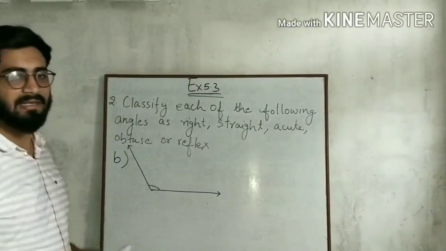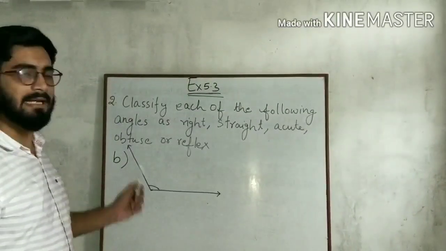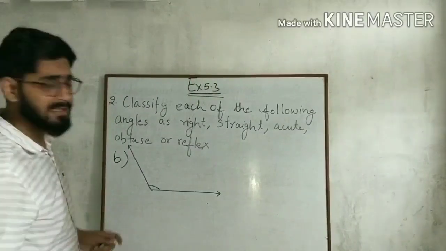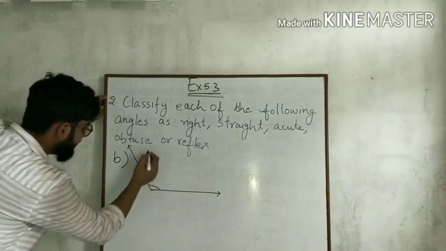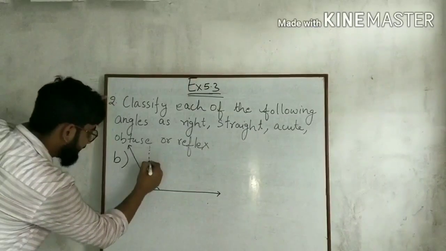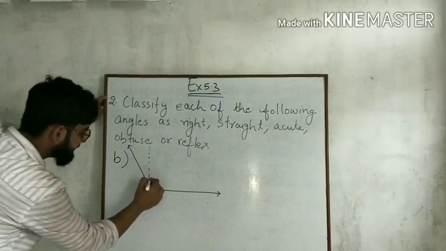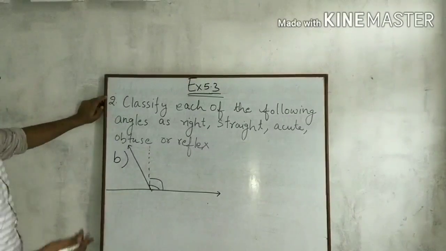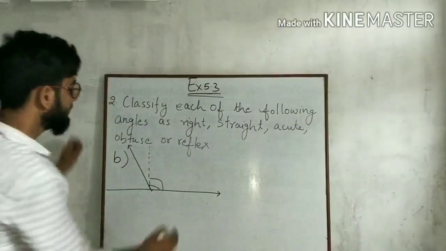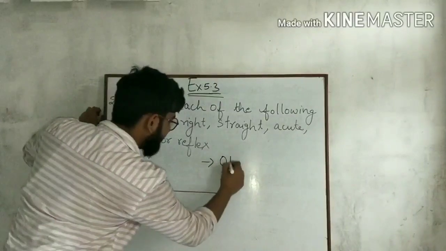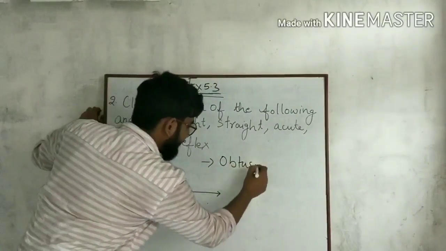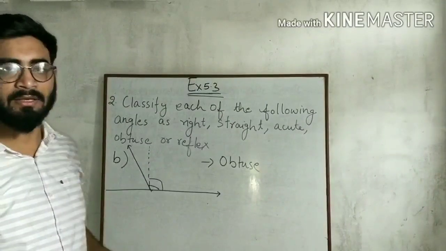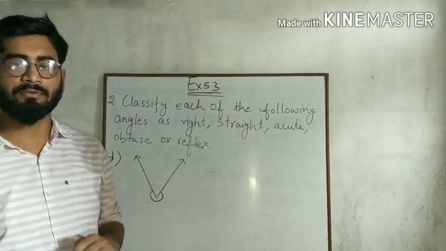See, this angle is given and you have to tell what type of angle it is. Look here, it can be clearly seen that it is greater than 90 degrees. This is 90 degrees, it is greater than 90 degrees and less than 180 degrees. So what type of angle is it? It is obtuse angle. Why? Because it is greater than 90 degrees but less than 180 degrees. Now we are going to do the D part.